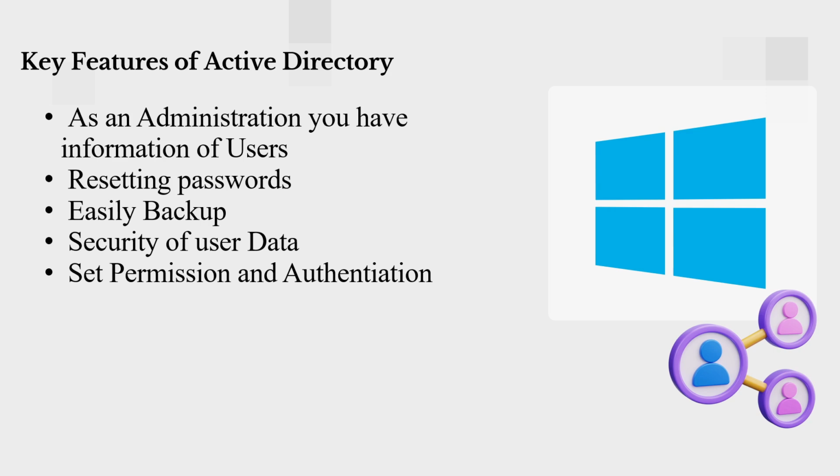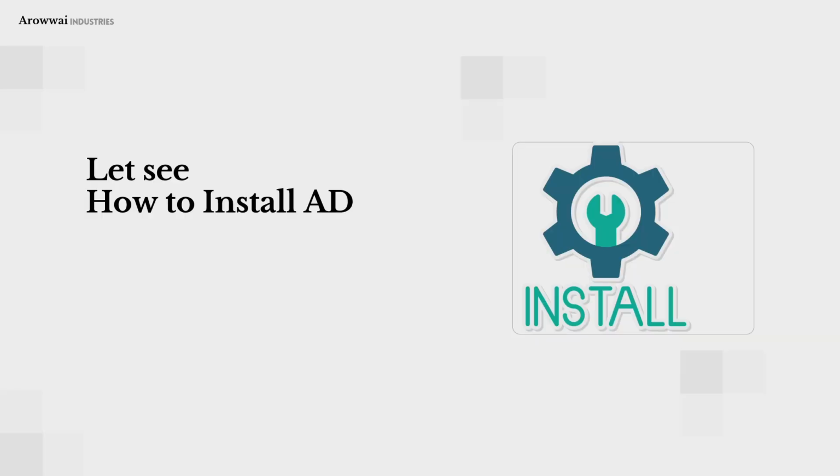And the second part is why it is very important. It has multiple advantages. As an administrator, you have information on every user. You can reset passwords. There are many chances that users will forget their passwords, so if you have Active Directory, you can easily maintain that. And the second or third advantage is that you can easily back up the security of the data, and you can set permissions and authentication. So this is the simplest way to explain what Active Directory is and why it is important.